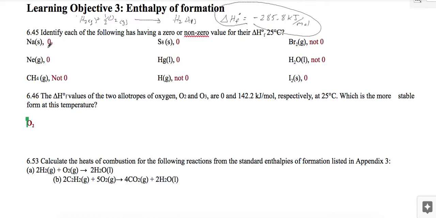Anything in its most stable form at 25 degrees Celsius is going to equal 0. Something like sodium as a solid is going to be 0. Neon as a gas, 0. Methane is a chemical compound, so not 0. Sulfur, this is its chemical formula as its most stable form. Mercury is good, it's a liquid, 0. Mercury as a gas, not 0, because it is not its most stable form as a liquid. Bromine gas, also not 0, because bromine in its most stable form is going to be a liquid. Water is not 0, it's a chemical compound. Iodine is a solid, 0, we're good there.